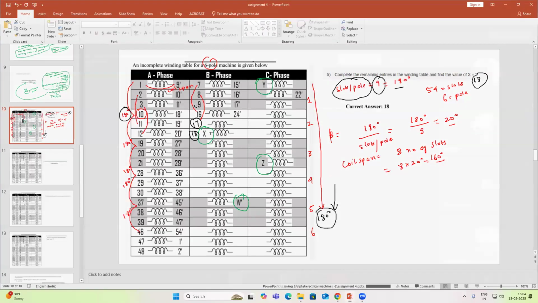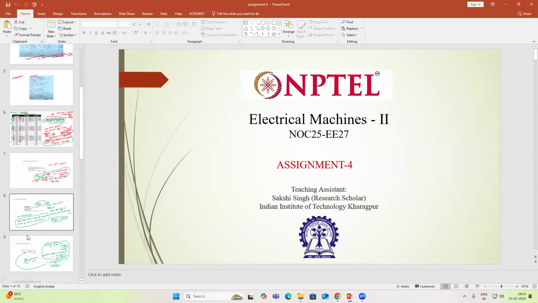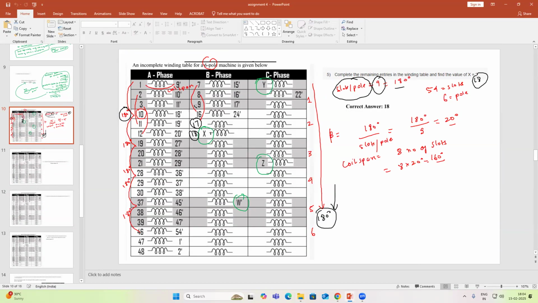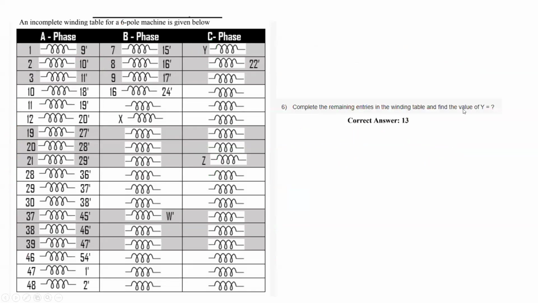So these questions are very simple. Once you understand this, it's not that difficult. Okay. So now what we have to find? We have to now find the value of y. Okay. So let us see how to find the value of y.